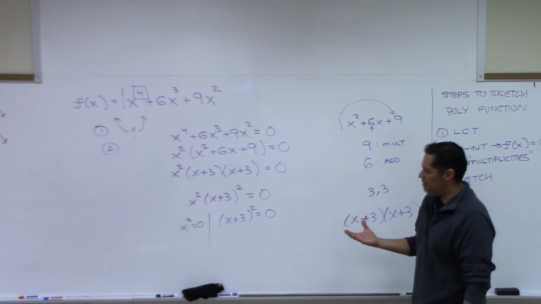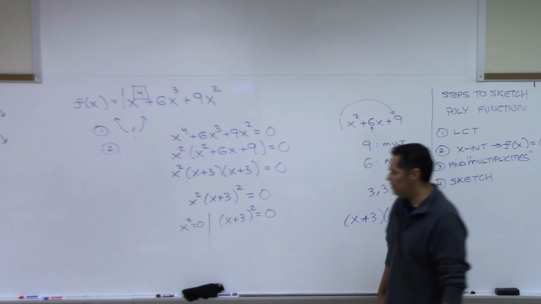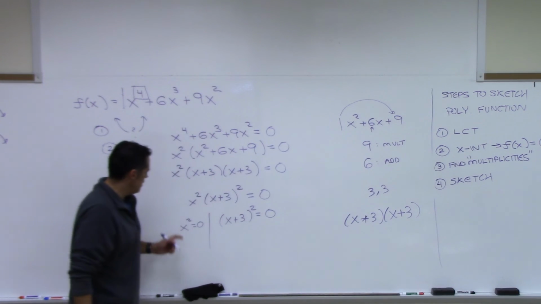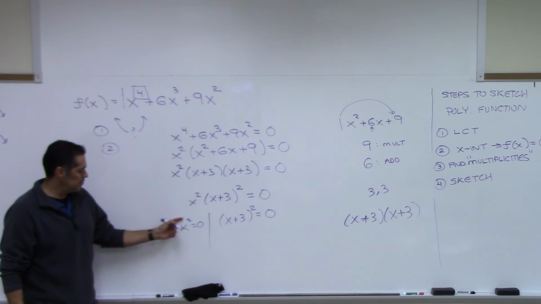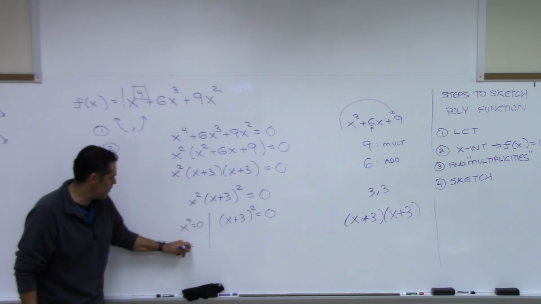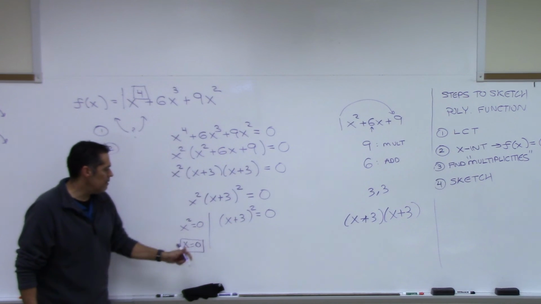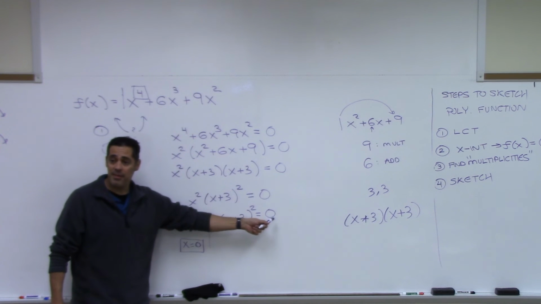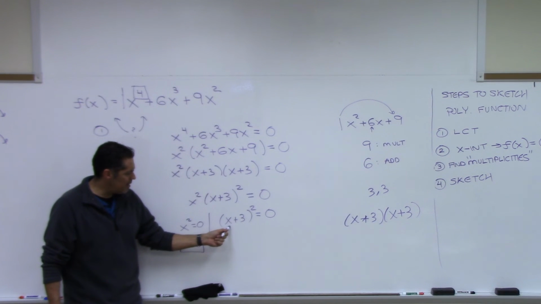And this you just have to think through. Okay, the easiest way I think to solve this is just to think through it. What number squared is zero? Zero. Okay, so this is zero. Now, this squared has to be zero. So what would make this zero if x was what?